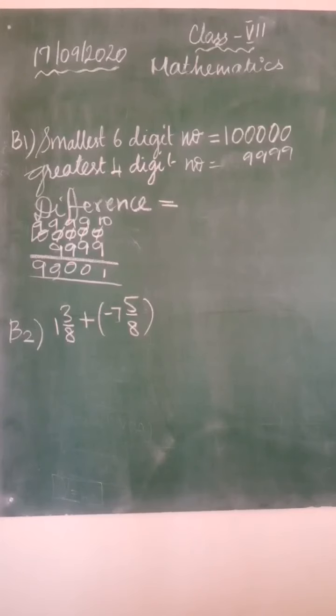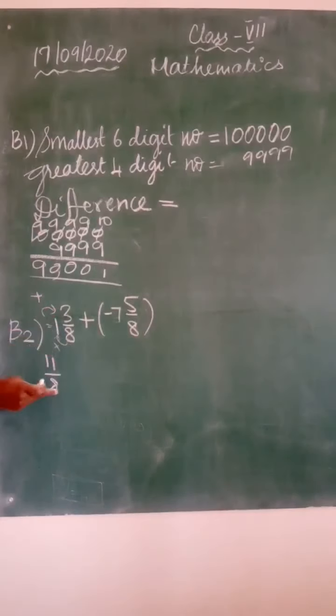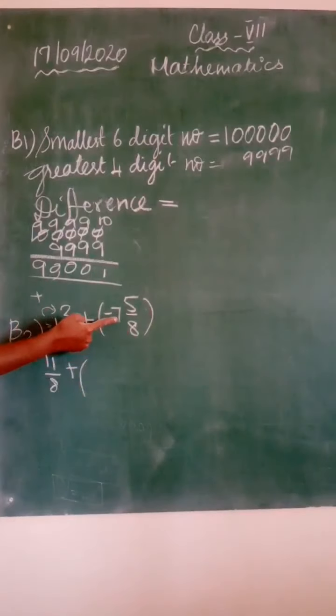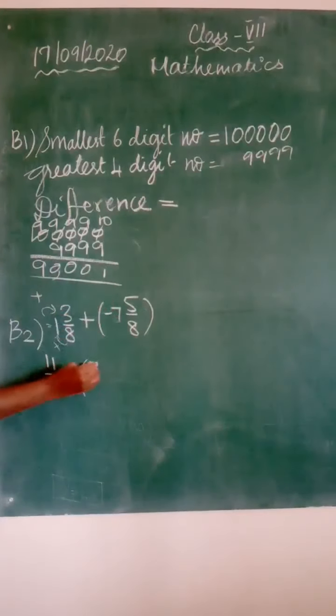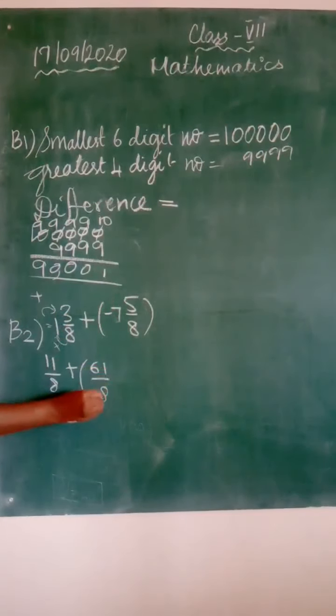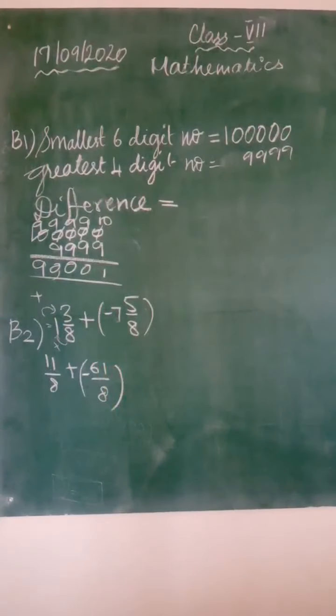Next, coming to this sum. Here a mixed fraction is given. We have to first convert it to an improper fraction. So 8 ones are 8, 8 plus 3 is 11, so 11 by 8. You have to multiply these two numbers and add the result with this number. Keep it in mind. 8 ones are 8 and 8 plus 3 is 11, and the denominator as it is. In the same way, here you have 7 8s are 56, 56 plus 5 is 61, divided by 8. Since you have a minus sign, you have to write the minus sign here also.